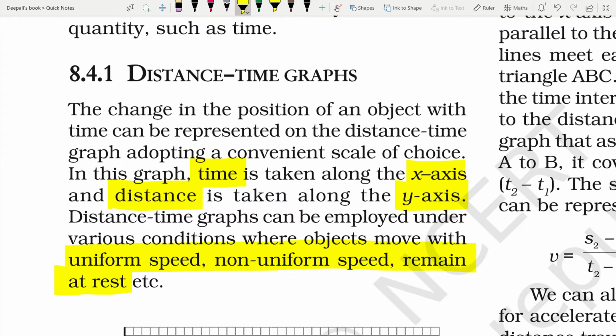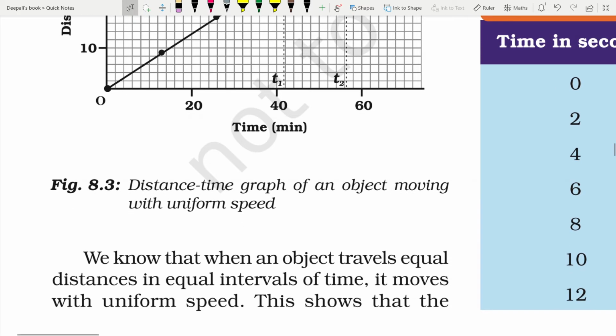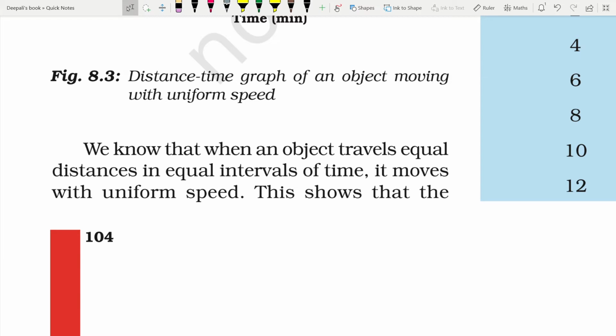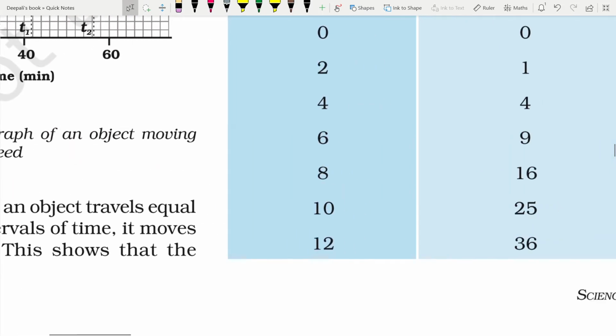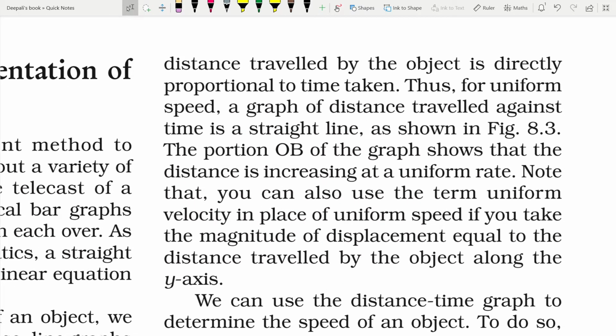So we will be seeing three forms of graph from the distance-time graph. Now, can you observe this graph? In this graph, the distance is taken on the y-axis and time is taken on the x-axis. The time is taken in minutes and distance is taken in kilometers. The points A, B, and the various other points on the line show the position of the object at that particular time. Now we know that when the object travels equal distance in equal intervals of time, it moves with uniform speed. This shows that the distance traveled by the object is directly proportional to the time taken.